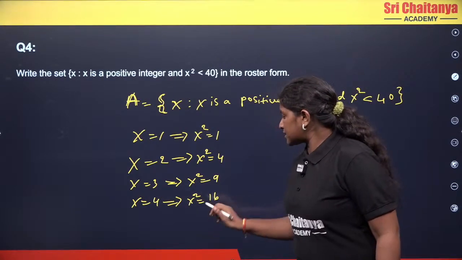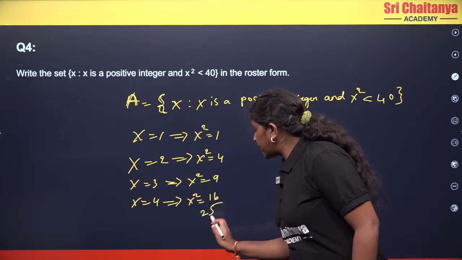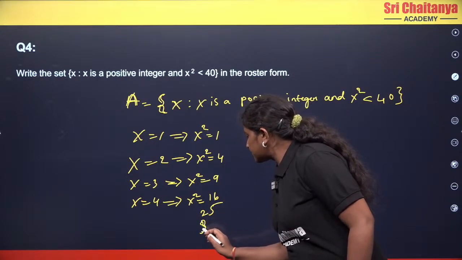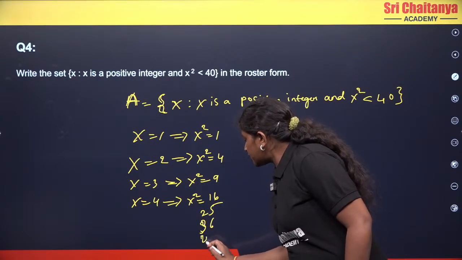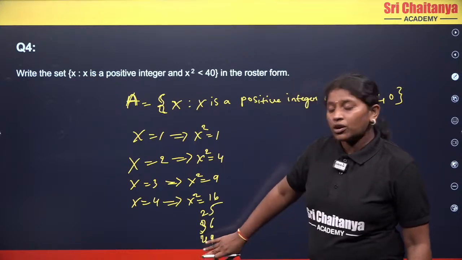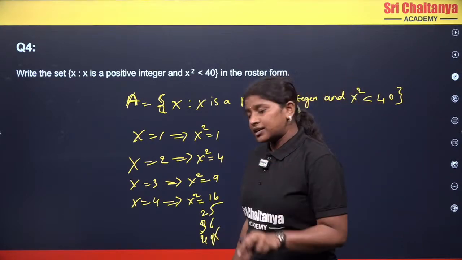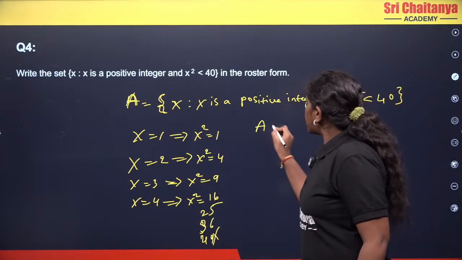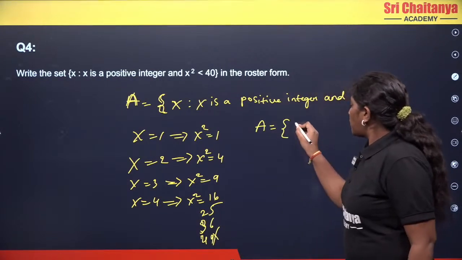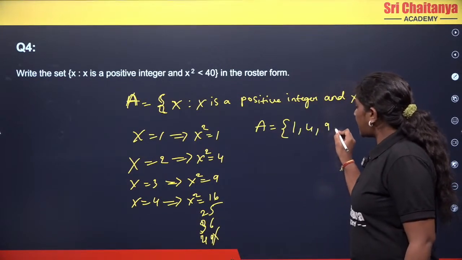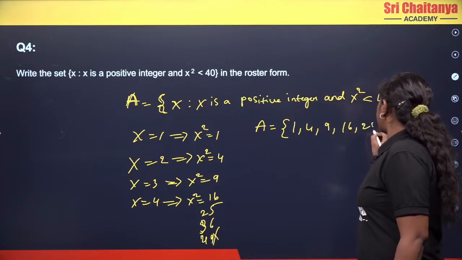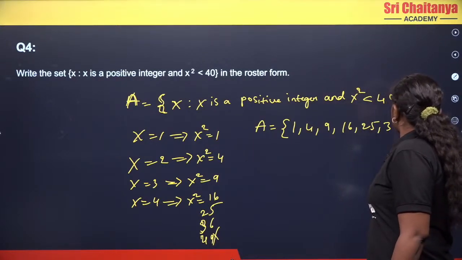So 4 square will be 16 and 5 square will be 25 and 6 square will be 36. And 7 square will give you 49. But we are not considering the 49. Why? Because our x square should be less than 40. So the collection will become A equals to set of 1, 4, 9, 16, 25 and 36.